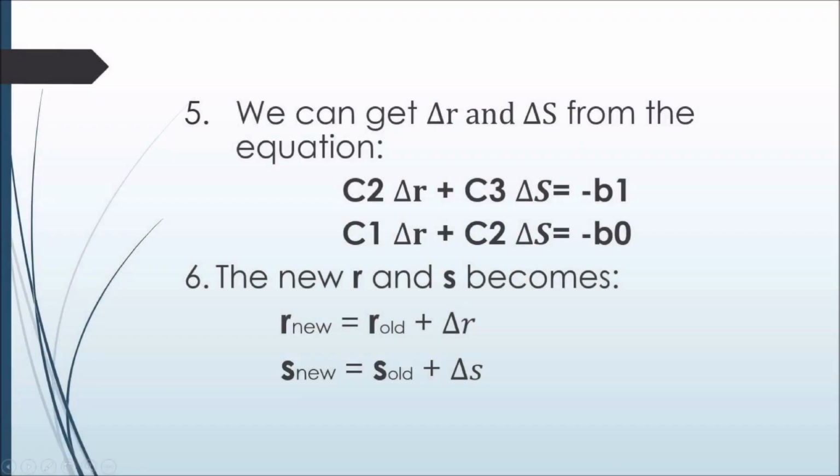Step 5. We can get delta r and delta s from the equations: c sub 2 times delta r plus c sub 3 times delta s is equal to negative b sub 1, and c sub 1 times delta r plus c sub 2 times delta s is equal to negative b sub 0. Step 6. The new r and s become r new is equal to r old plus delta r, and s new is equal to s old plus delta s.